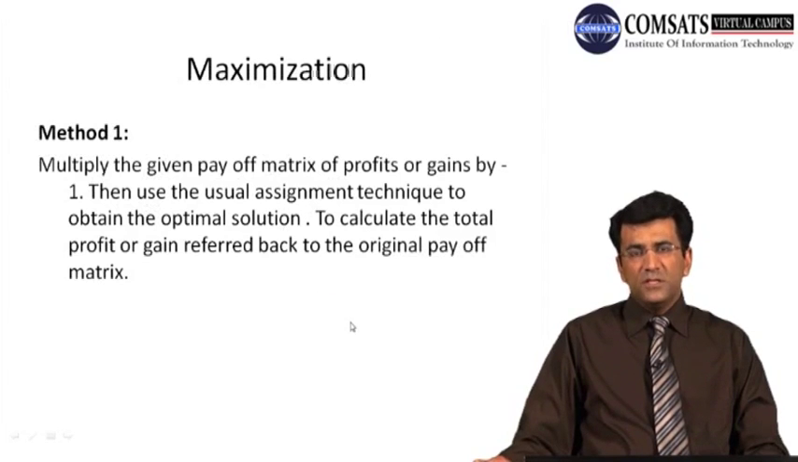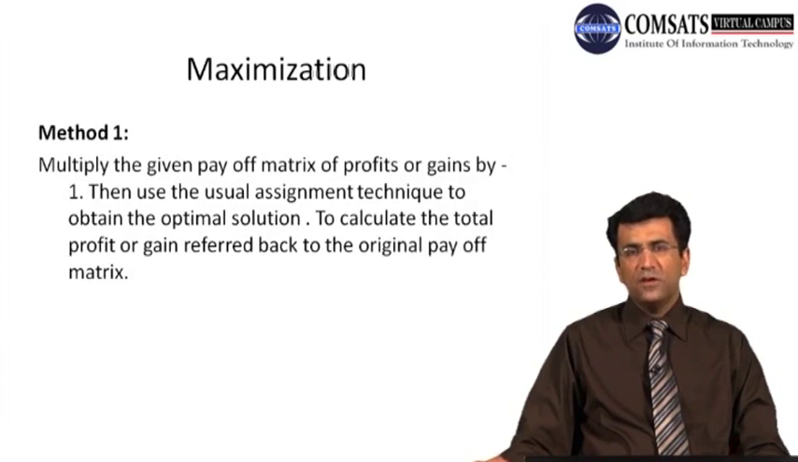Class, there are 2 methods which can be used for this maximization problem. There will be a difference of only 1 step. The rest of the procedure will remain the same throughout this process. In method 1, if you are interested in maximization of some objective, then we will multiply the given payoff matrix of profits or gains by -1.